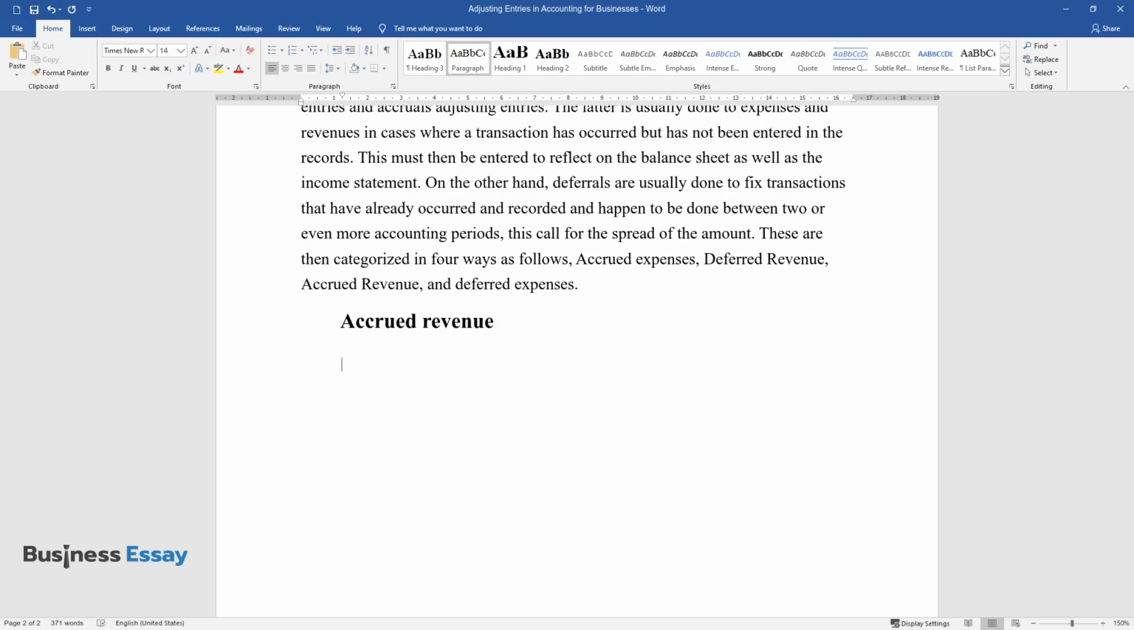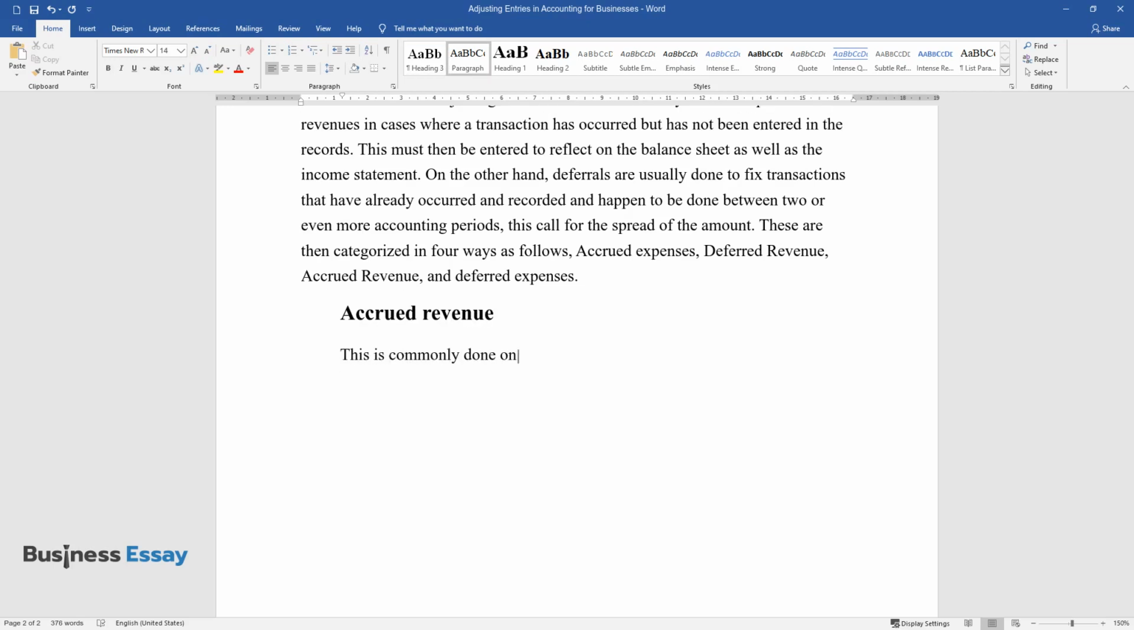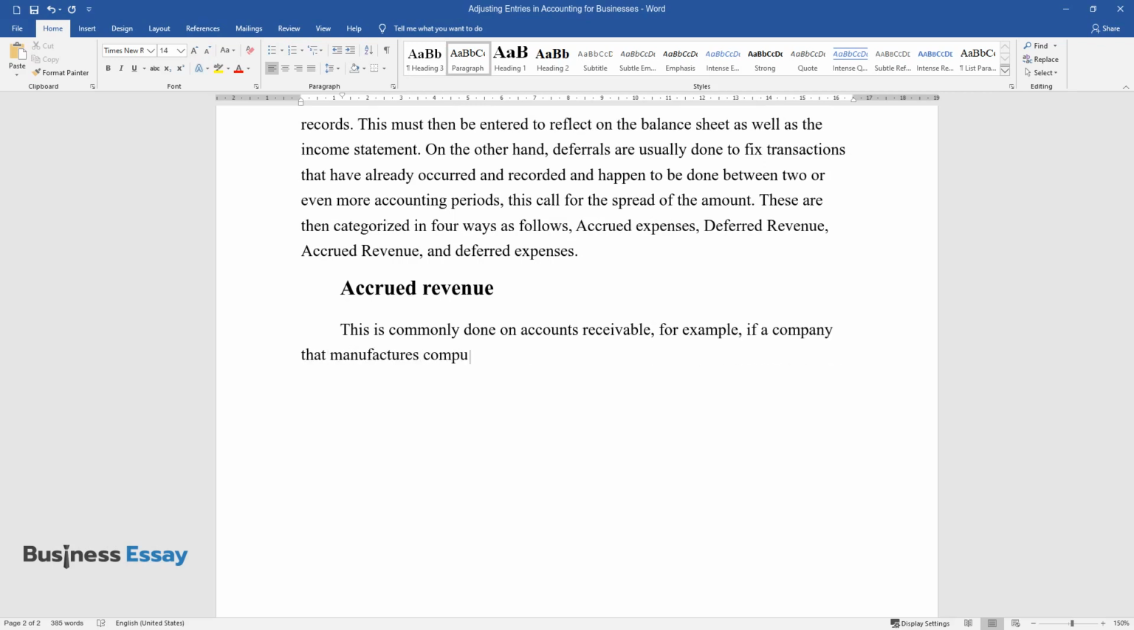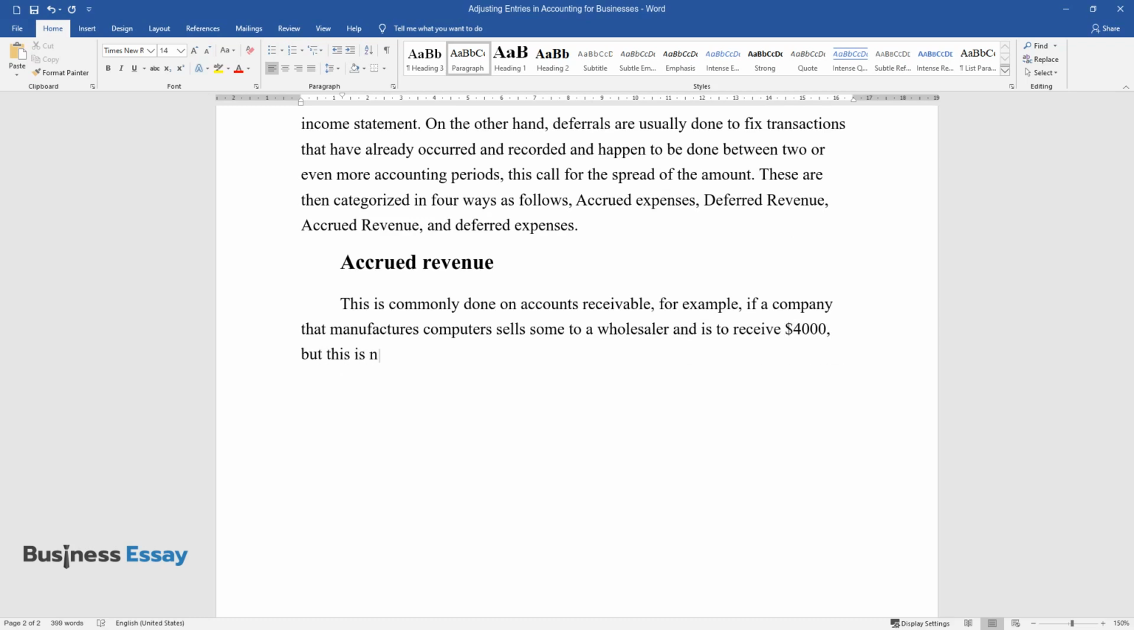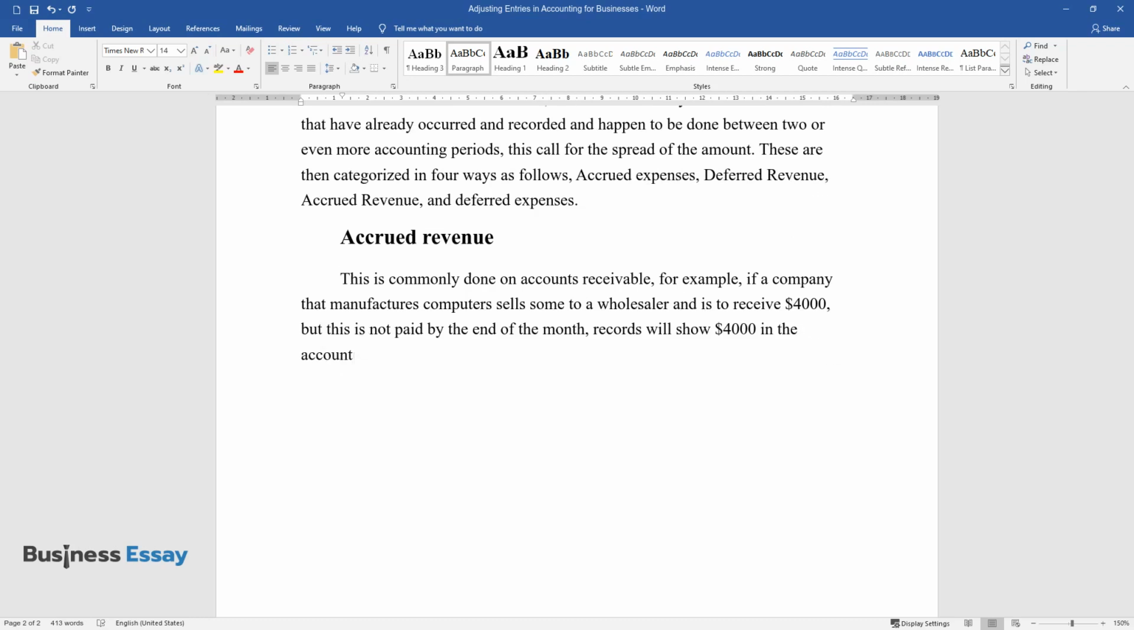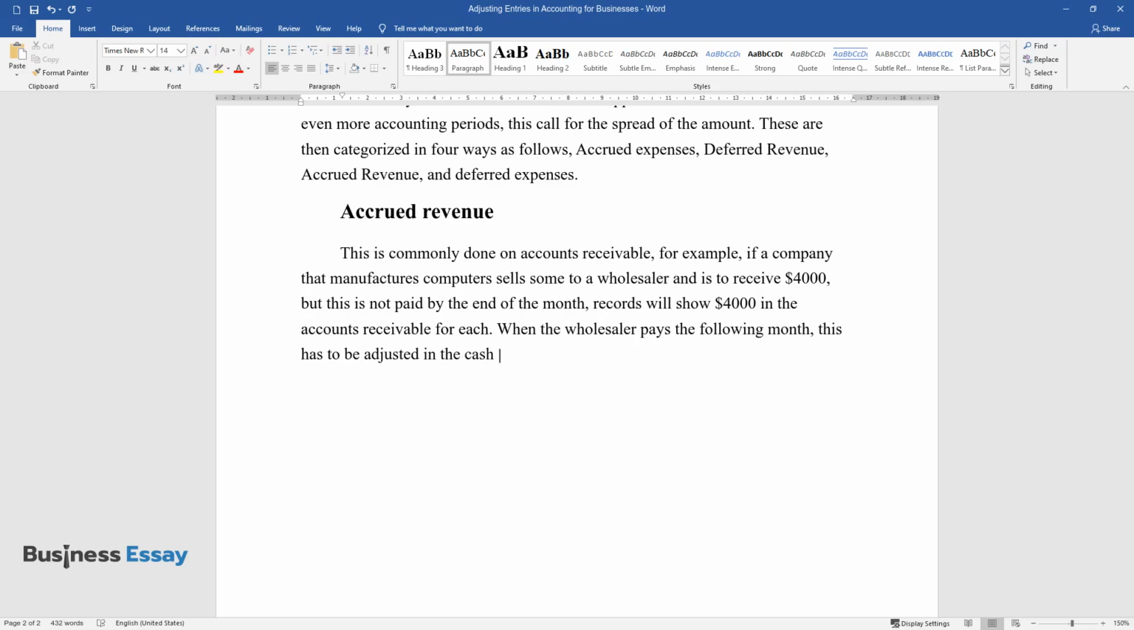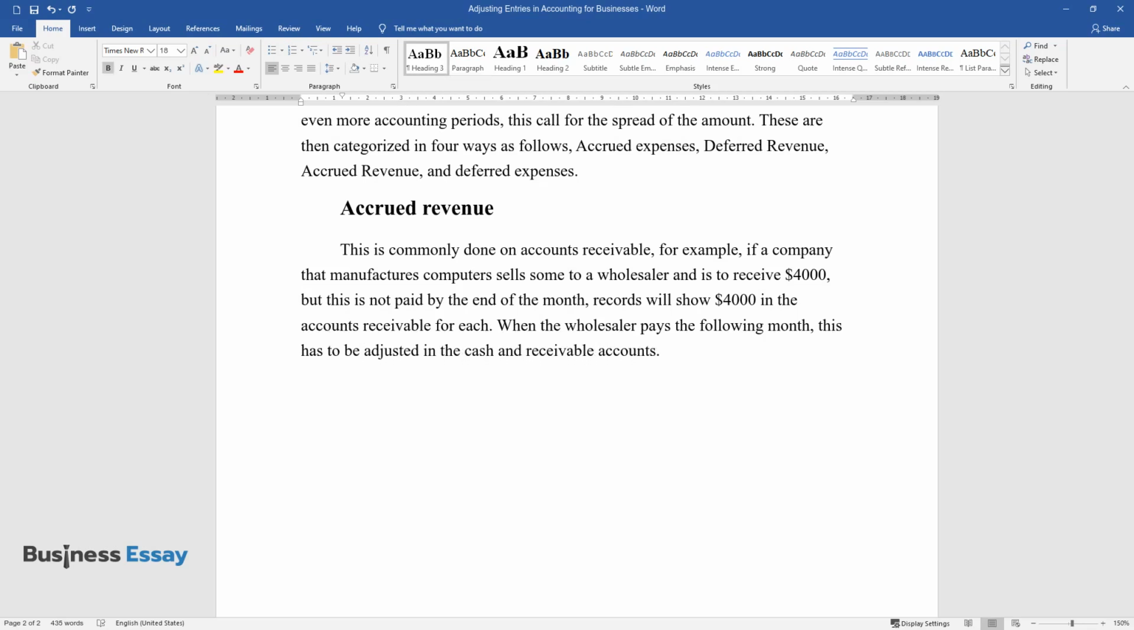Accrued revenue. This is commonly done on accounts receivable. For example, if a company that manufactures computers sells some to a wholesaler and is to receive $4,000, but this is not paid by the end of the month, records will show $4,000 in the accounts receivable. When the wholesaler pays the following month, this has to be adjusted in the cash and receivable accounts.